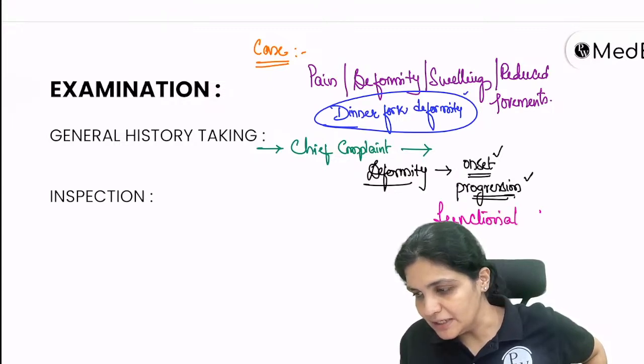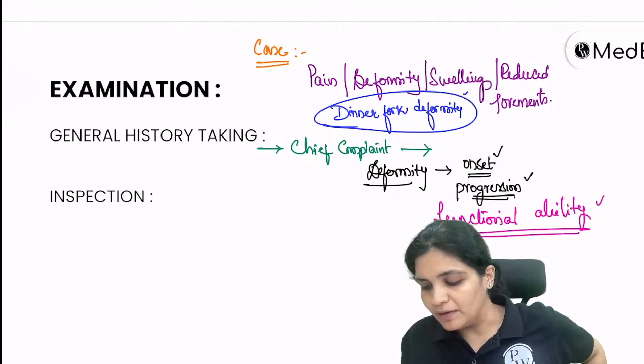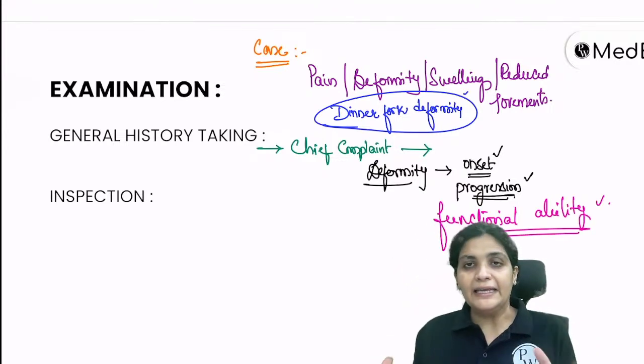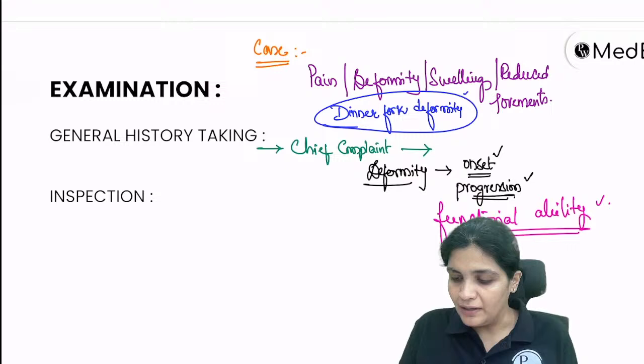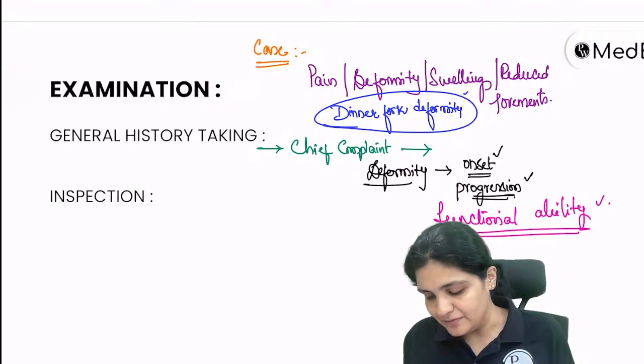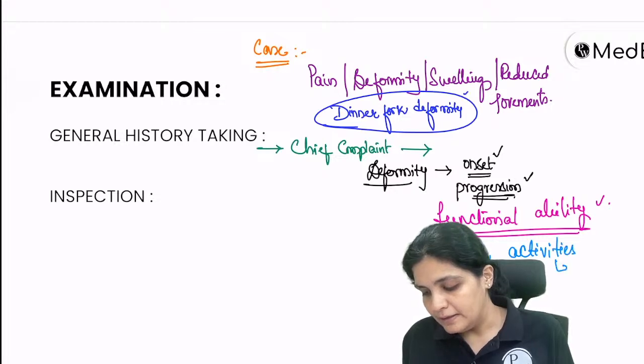What do you mean by functional ability? So functional ability, you mean what are the difficulties in doing certain activities. So what are the difficulties in daily activity, right? So daily activities difficulty level you're going to ask the patient.